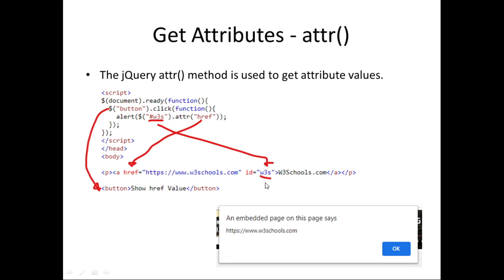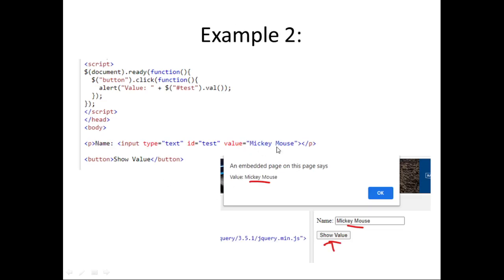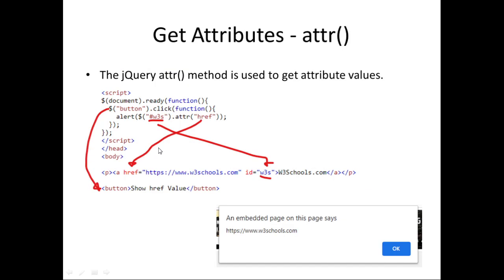Then we have the get attributes, the ATTR. The jQuery attribute method is used to get attribute values. So just to recall, here are examples of attributes. For example, for this A, anything we place here, including the ID, are actually attributes. On the previous slide, for example, value is also an attribute. Type is also an attribute. So these things we place inside a tag are what we call attributes.